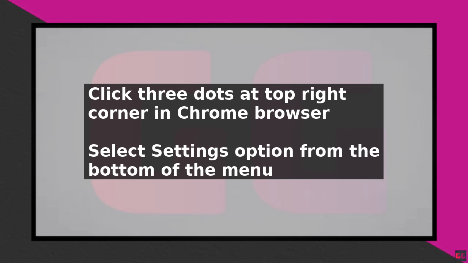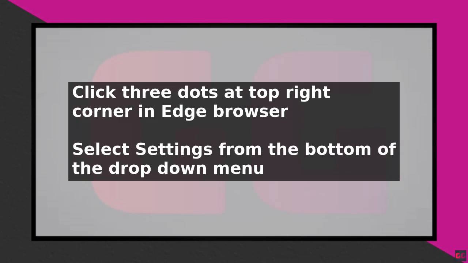Once in the settings, locate the Search Engine option, usually found in the middle of the left side of the screen. Click on it, and a pop-up will appear, allowing you to change your search engine. If Google is not already selected, you can choose it from the list and click Set as Default. This will confirm that Google is now your default search engine.